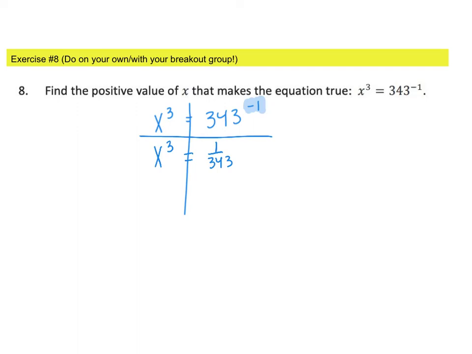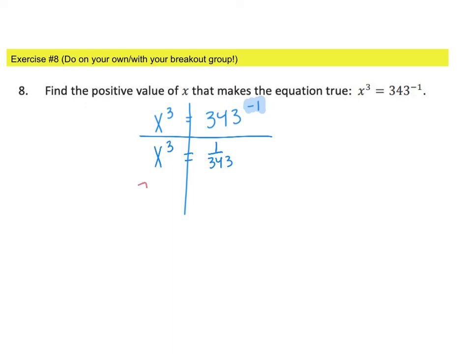Okay? From there, I want you to try to solve this. You're going to have a fraction as your answer, but the numerator is going to be 1. You just have to figure out this 343. What times itself 3 times equals that? Okay? Take a second to do that, and we will go over it.